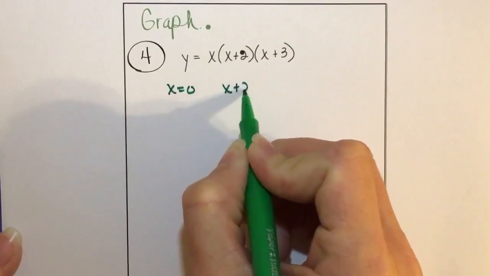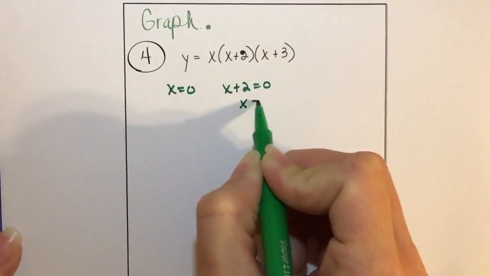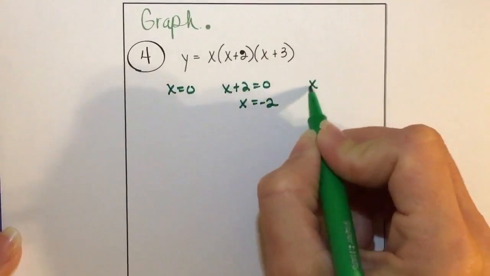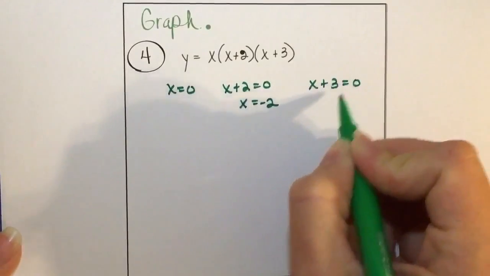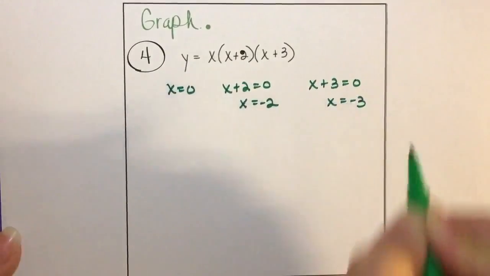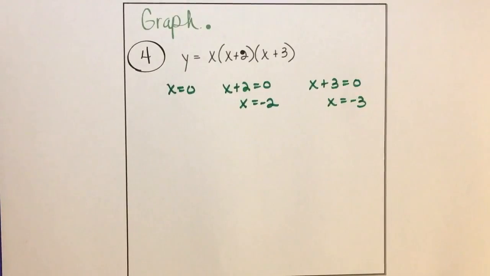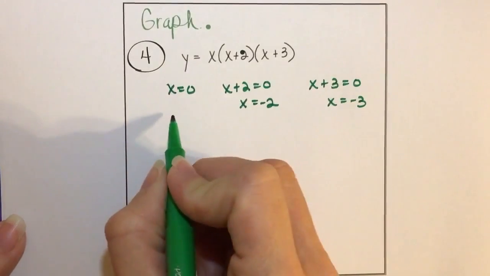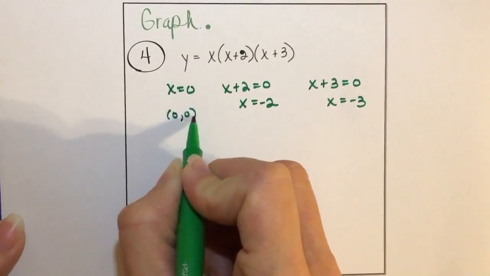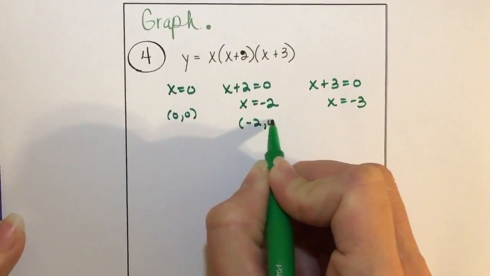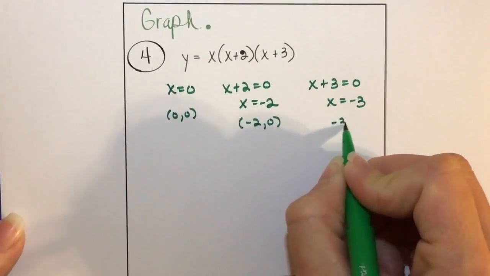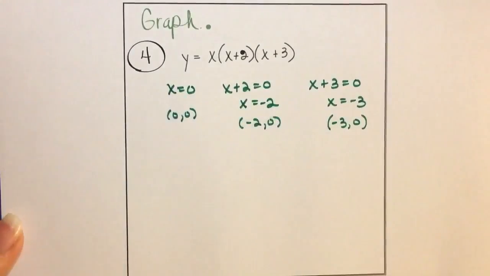Then x plus 2 equals 0 is going to give me negative 2, and x plus 3 equals 0 is going to give me x equal negative 3. So remember, those are also going to be your x-intercepts. So you have a point at (0, 0), (negative 2, 0), and (negative 3, 0). Okay?